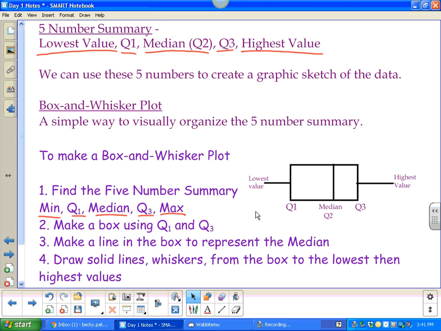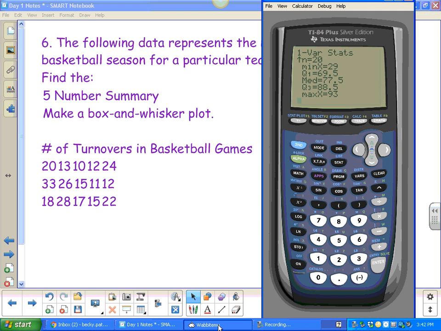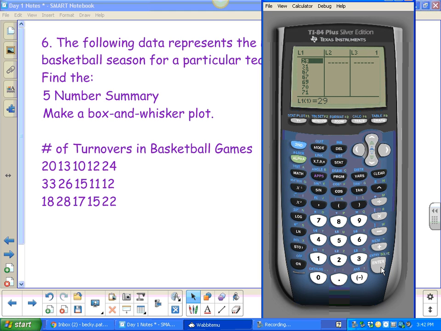Make a box using Q1 and Q3. Your lowest value is your min, your highest value is your max, and the line down the middle of your box is your median. So let's practice doing that. The following data represents the number of turnovers in a basketball season for a particular team. I want to find the 5-number summary and make a box and whisker. So I have to take my data and enter it into my calculator.